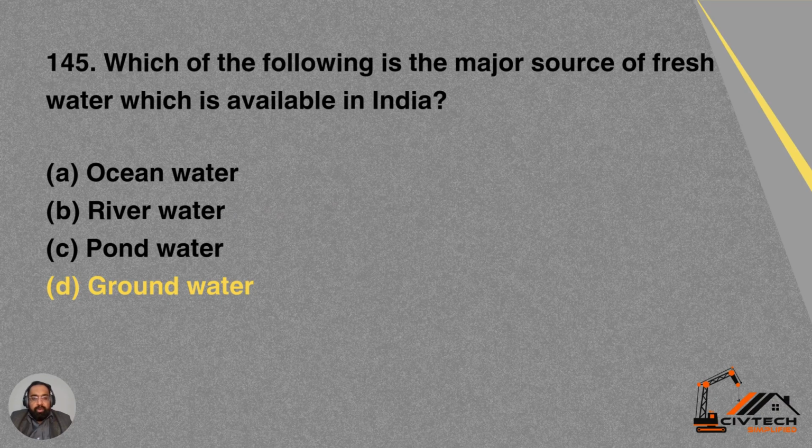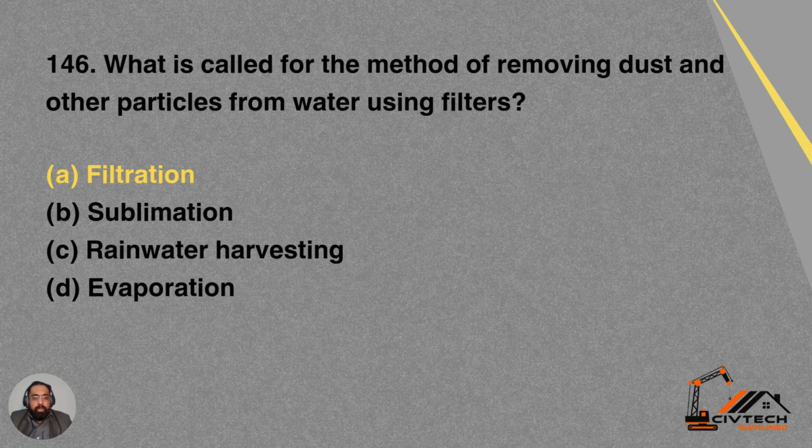145. Which of the following is the major source of fresh water available in India? Option A, ocean water. Option B, river water. Option C, pond water. Option D, groundwater. So groundwater is the major source of fresh water.